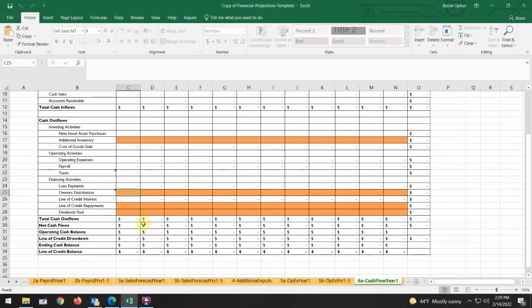Now, important thing here is to come down here, and you've got to see your net cash flows, your operating cash balance, your line of credit drawdown. Let's hope that you don't have a line of credit drawdown. And what does that mean? Well, the program says that if you happen to not have adequate cash flow in a particular month, it will automatically grant you a line of credit.